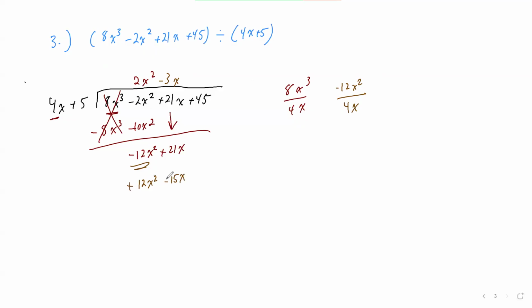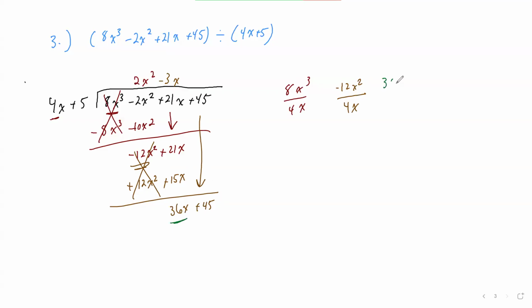And then I would change their signs. So negative 12x squared plus 12x squared cancel. 21x plus 15x is 36x. And then drop down your 45. And then continue to repeat this process.